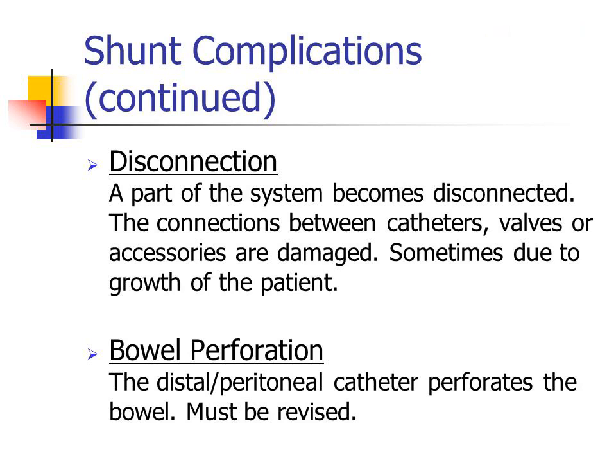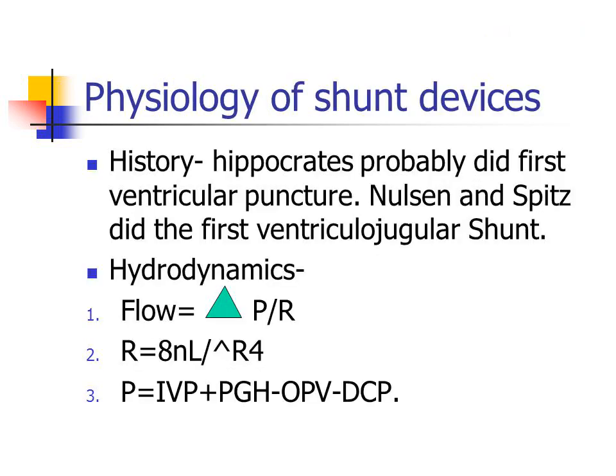Disconnection. A part of the system becomes disconnected. The connections between catheters, valves or accessories are damaged, sometimes due to growth of the patient. Bowel perforation. The distal/peritoneal catheter perforates the bowel. Must be revised.